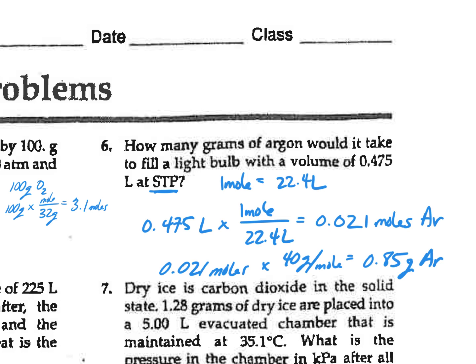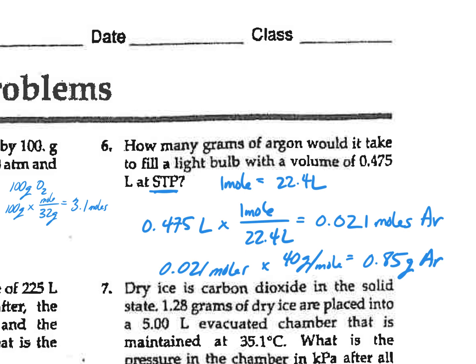I could just talk you through that right now really quickly. PV equals nRT. So the pressure is going to be, we could go with 1 atmosphere of pressure.